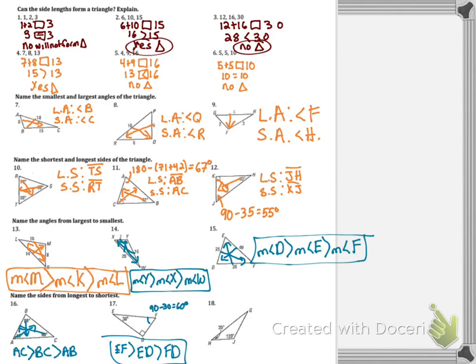And last but not least, I once again am solving for this. So I have 180 minus 120 minus 35, which gives me 25 degrees. So we see that the longest side is going to be that HG, which is greater than JG, because that's my next biggest angle. And then my smallest angle is at 25, so that's going to be HJ.